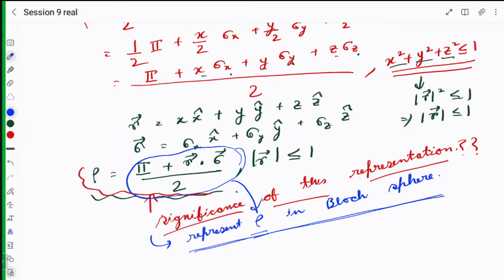By the way, this is the second last class. So the next class will be our last. We will finish up density matrices and talk about partial trace in the next class.